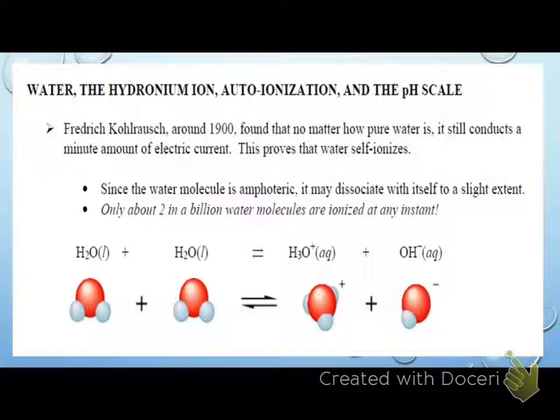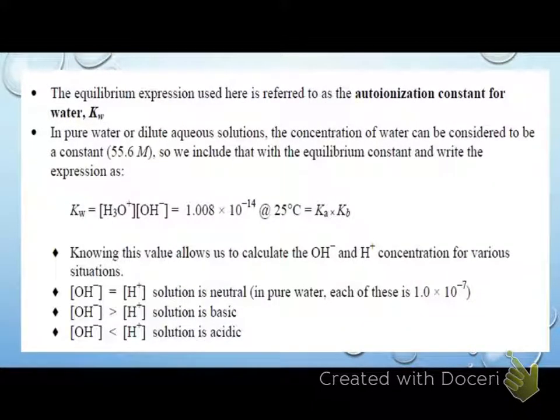Since it's amphoteric, it may, well, not so true. I'll just keep going. So that brings us to the equilibrium expression, which is Kw, which stands for the auto-ionization constant for water. And it is equal to 1 times 10 to the negative 14. What that means for us is if we know the concentration of one of our ions, then we can figure out the concentration of the other. Because no matter what, the concentrations times each other is always equal to 1 times 10 to the negative 14.